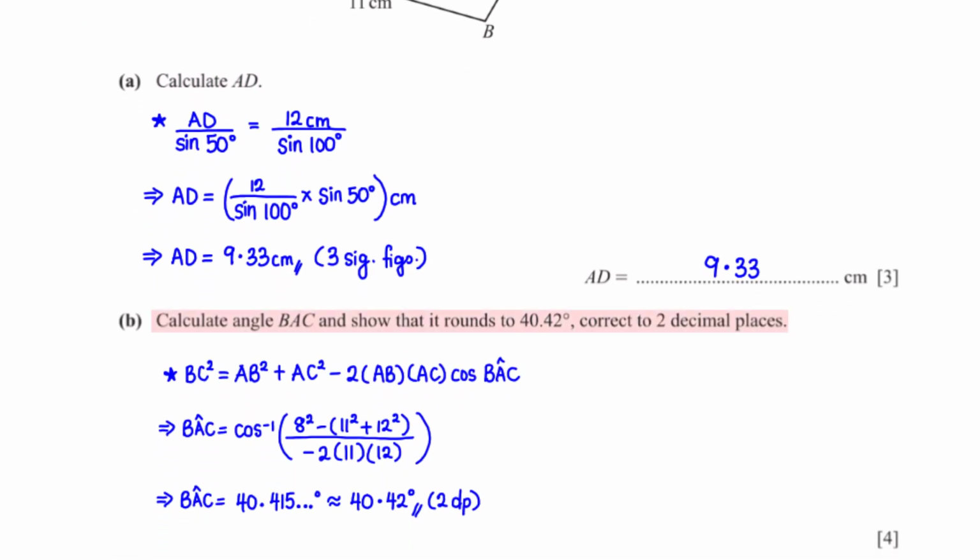Calculate angle BAC and show that it rounds to 40.42 degrees, correct to 2 decimal places. We can find angle BAC by applying the cosine rule to triangle ABC. BC is 8 centimeters, AB is 11 centimeters, and AC is 12 centimeters. When we plug in these values into the equation and make angle BAC the subject, this is what we have. When we type this into the calculator, we get 40.415 degrees, which is approximately 40.42 degrees, rounded to 2 decimal places.